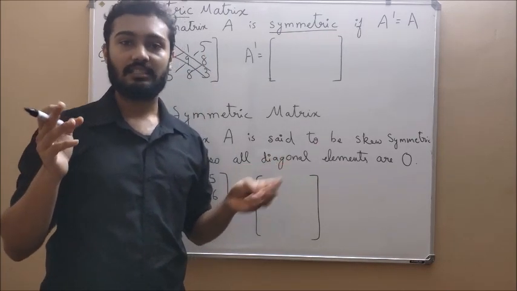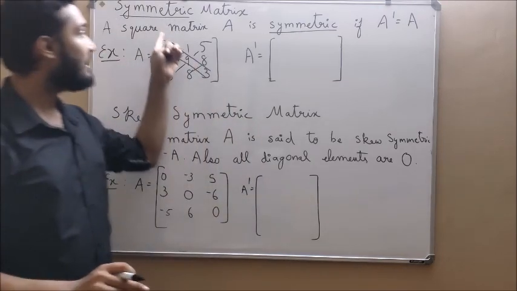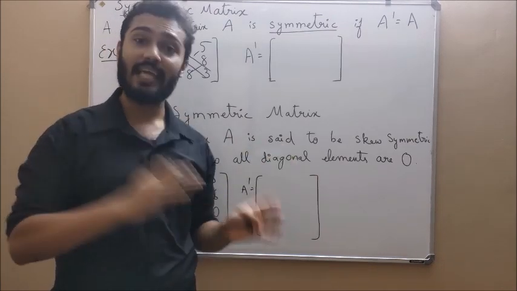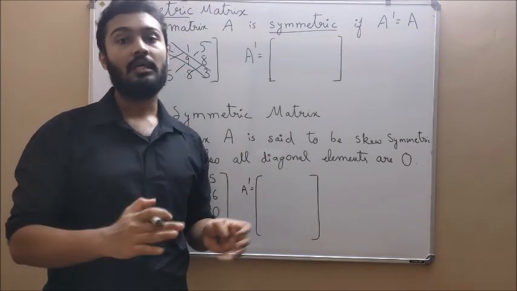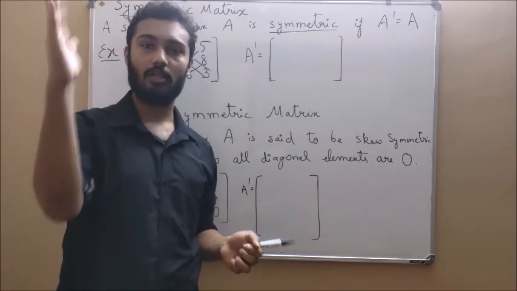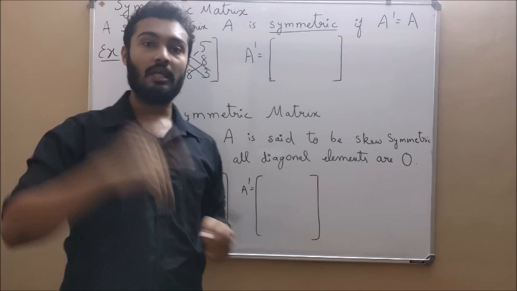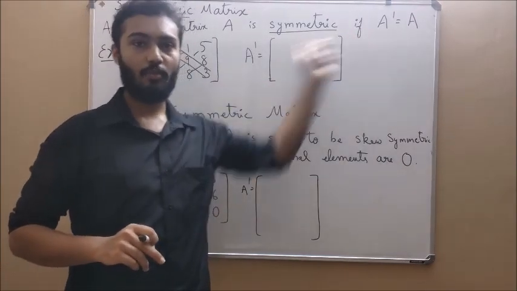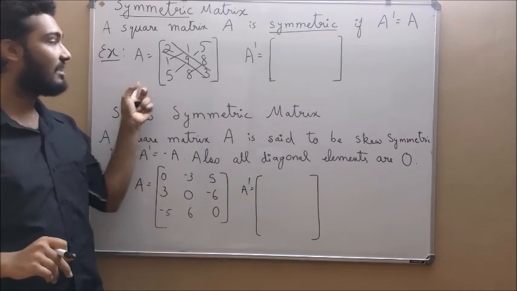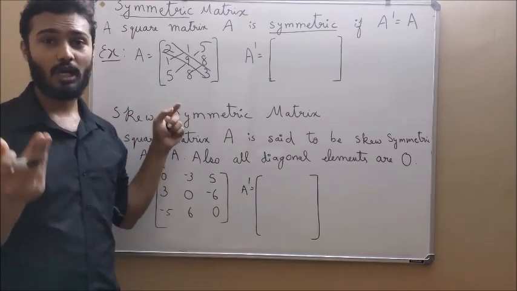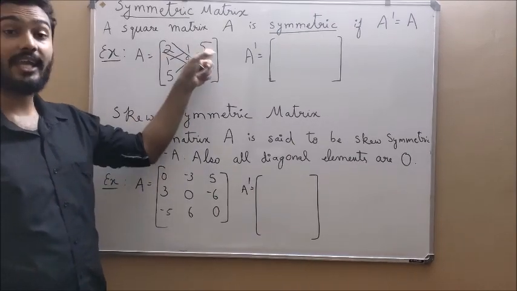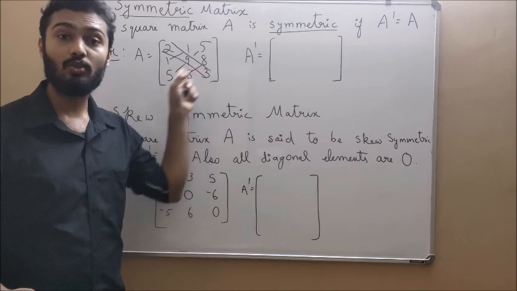Mathematically, we say a matrix A is symmetric if A dash equals A. What is the meaning of A dash? A dash means the transpose of a matrix, which is got by exchanging the rows and columns. You make the rows into columns. That is the same as A. So mathematically we will see. Now we have an example, take this matrix. This is definitely a symmetric matrix. I told you how the elements on either side of the diagonal are equal: 1 equals 1, 5 equals 5 and 8 equals 8.